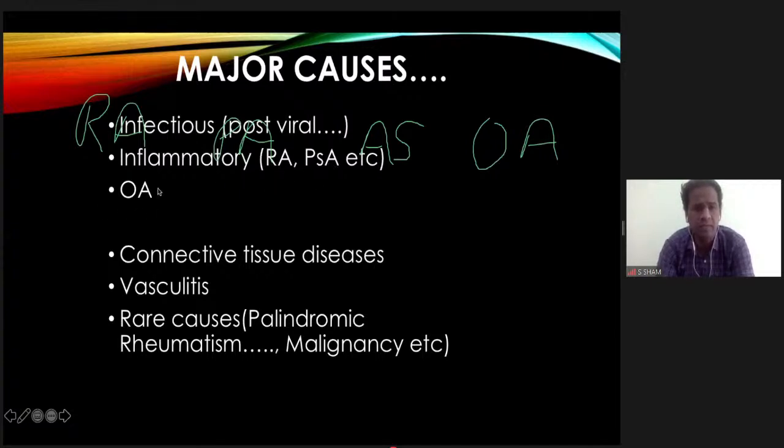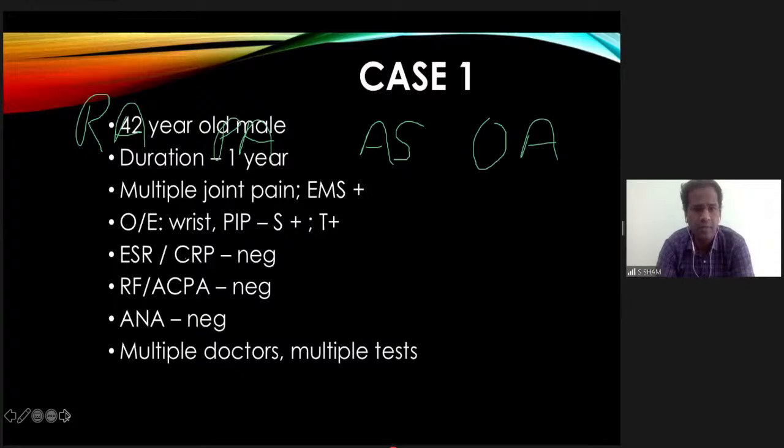Inflammatory, we always see it's rheumatoid or psoriatic and osteoarthritis. So these are the common groups. Of course, we should also remember the rare ones, but always think about the common ones first. So coming, we'll have a few case discussions.